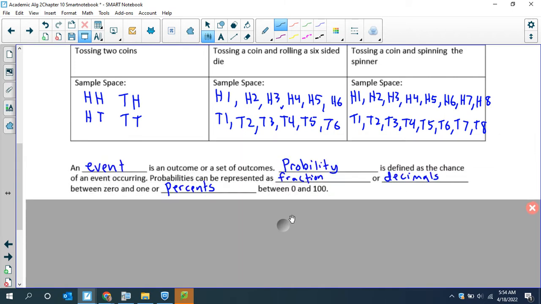A couple more definitions. An event is an outcome or a set of outcomes. Probability is defined as the chance of an event occurring. Probabilities can be represented as fractions or decimals between 0 and 1, or also percents between 0 and 100. So you can always write probabilities as fractions, decimals, or percents. If I write 1/2 and you write 50% or 0.5, they're all correct.